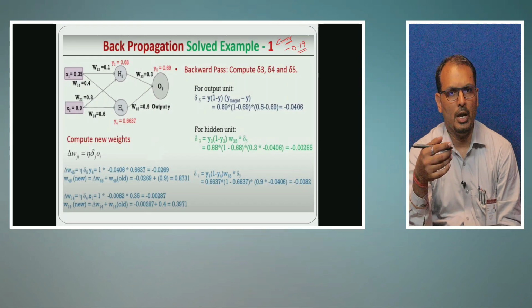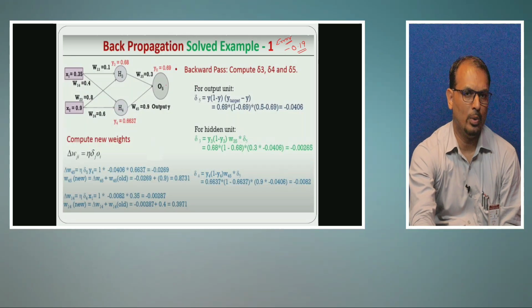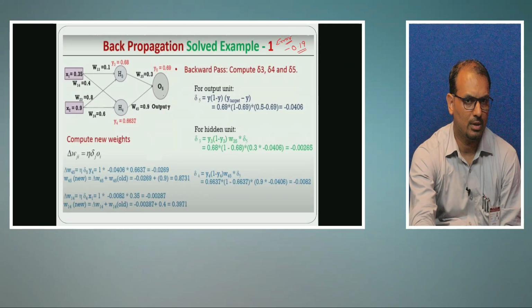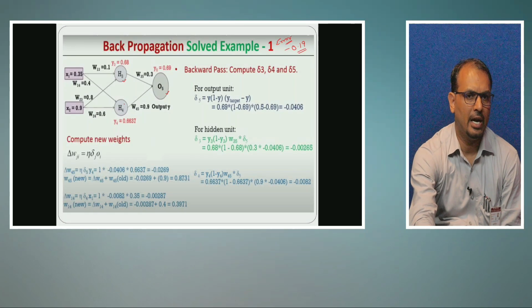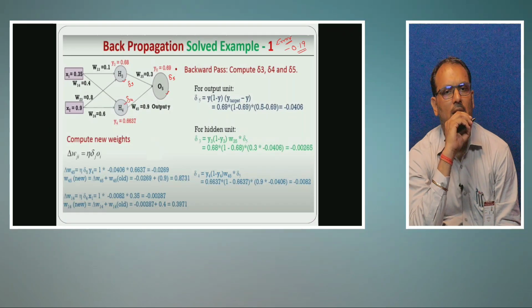Now can you tell me, this error is going to contribute to how many nodes? Yes, 3: O5, H3 and H4. So that's what I am writing here: delta 3, with respect to 4, delta 4, and with respect to the output layer, delta 5. These are the three.